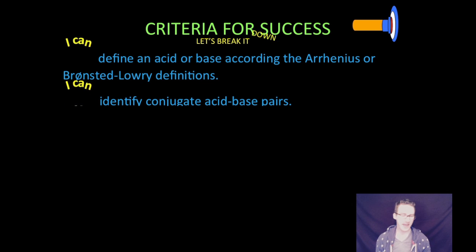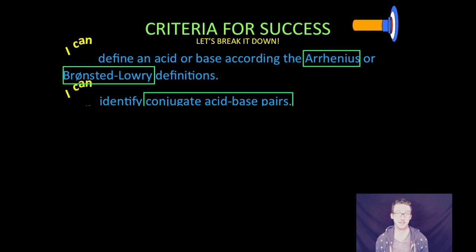First of all, what the heck is an acid or a base? In order to understand what's going on in this video, we need to know what an acid or a base is. So that's the very first thing we're going to do, and we're going to define an acid or a base according to both the Arrhenius and the Brønsted-Lowry definitions. Two, we are then going to identify what are known as conjugate acid-base pairs.